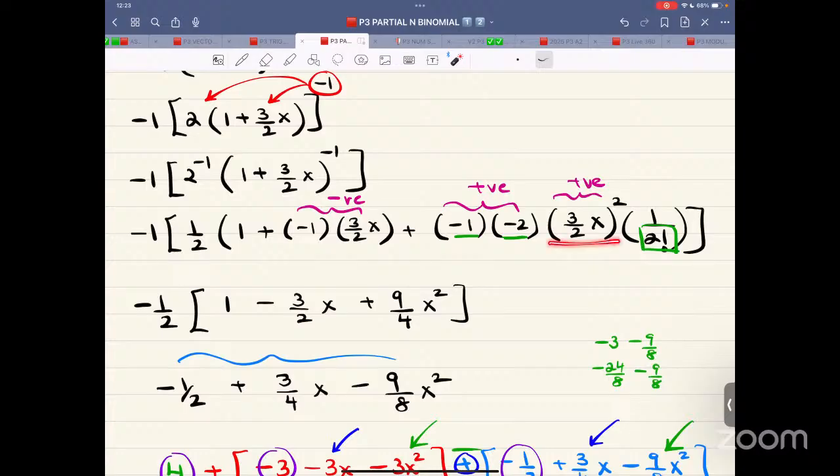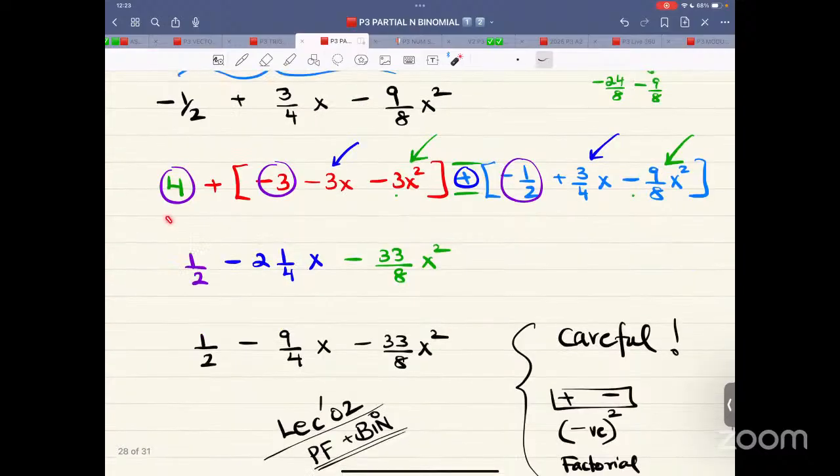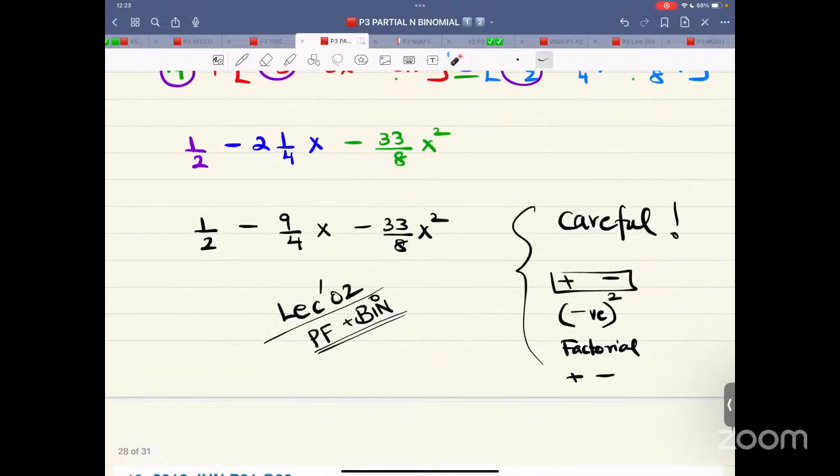Simplify. A division by 2 factorial is multiplication by 1 over 2 factorial. If you feel comfortable, write it this way. Simplify, lots of care needs to be taken over here. And you get these three terms. The 4 was there before. This was the first expansion, this was the second expansion. The minus sign was already taken, that's why it's a positive sign. So constant, constant, constant, add them up. X term, add them up. X squared, add them up. And that is what you're getting.